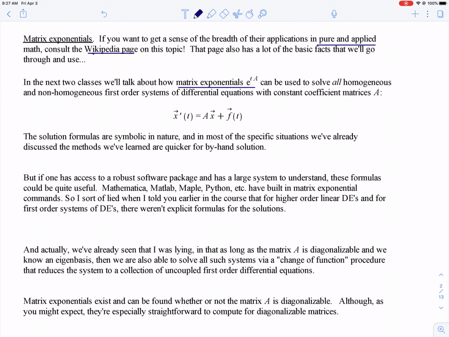And we're going to use them to write down explicit formulas for the solutions to any first-order system of differential equations, x prime equals Ax plus f, where A is a constant matrix, and I should say A is always an n by n constant matrix.